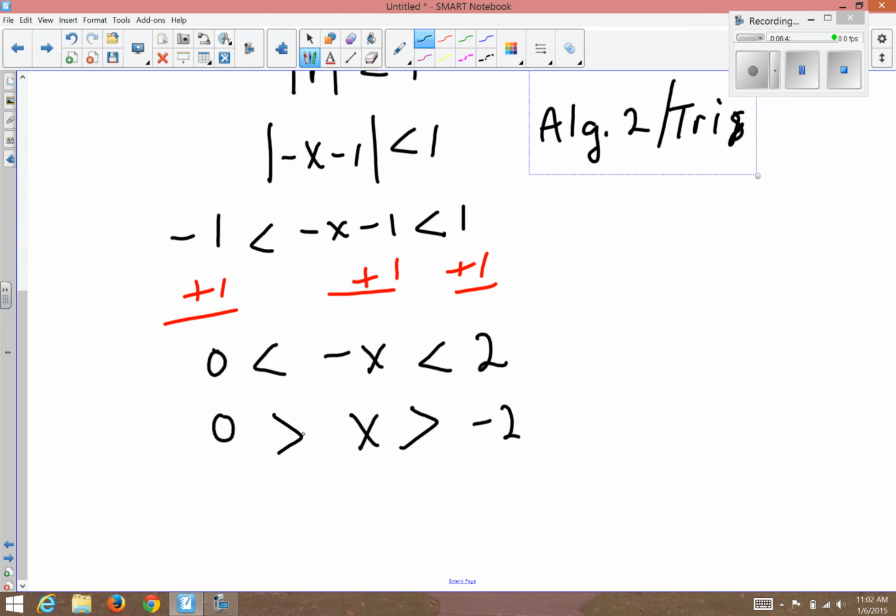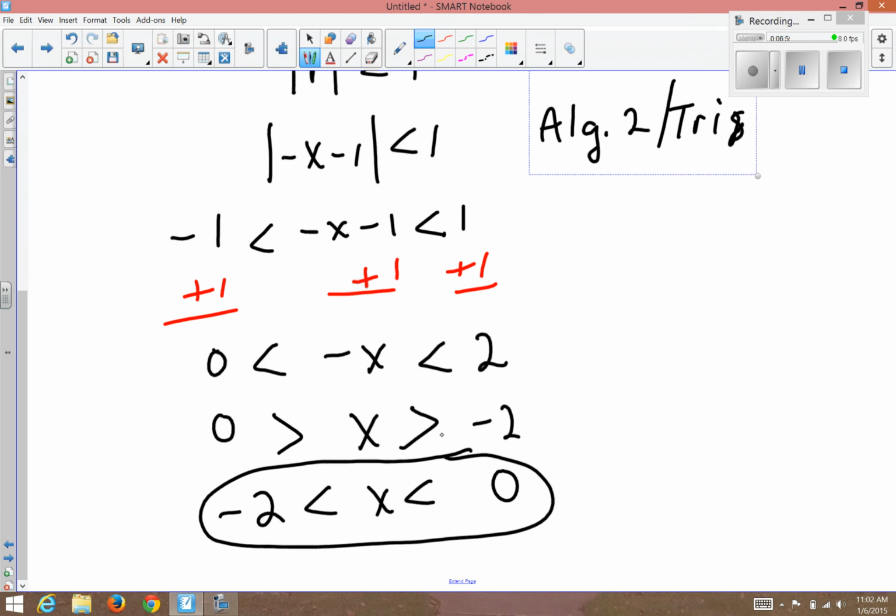So 0 is greater than x, and x is greater than negative 2, is the same as, put this 0 over here, but the signs would change to less than now. We call this the interval of convergence. That means these are the x values.